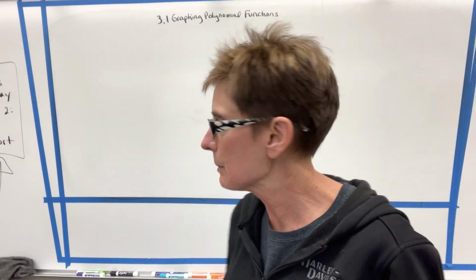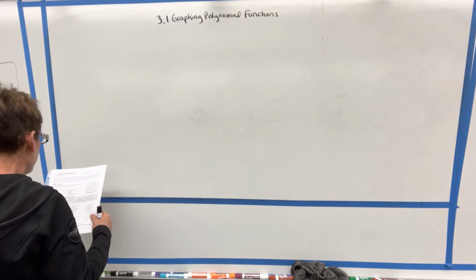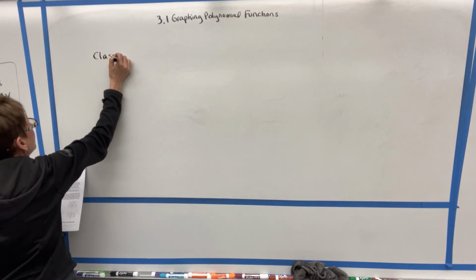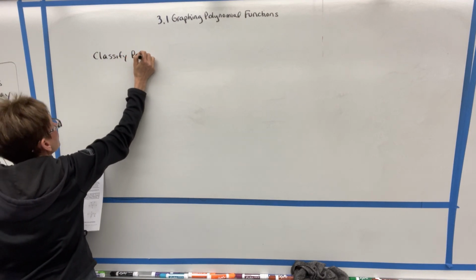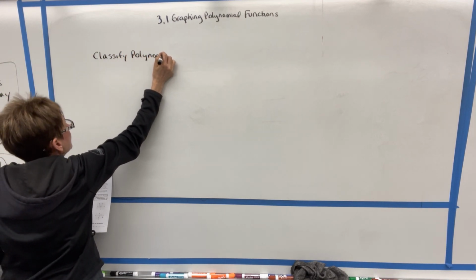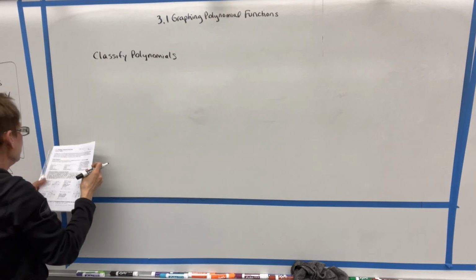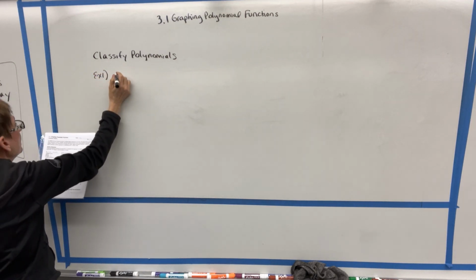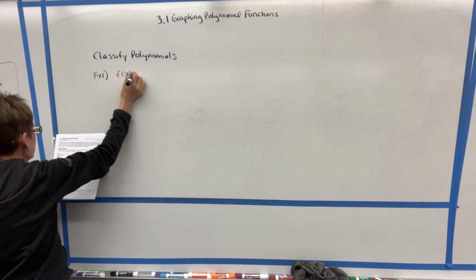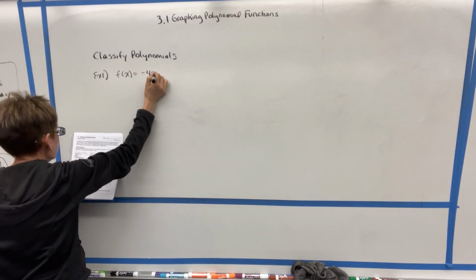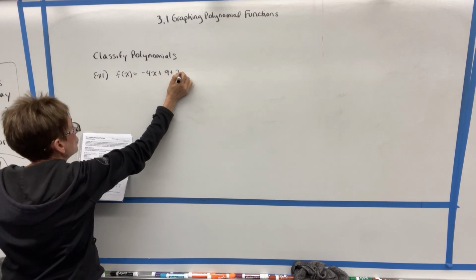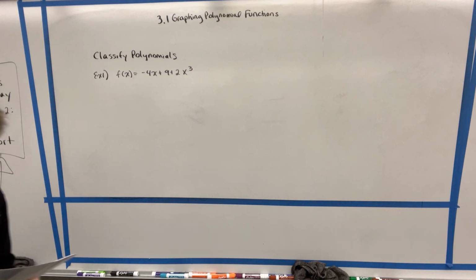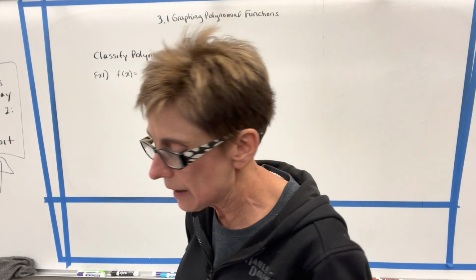So the first thing that we might want to talk about is how to classify polynomials. Let's give an example of a polynomial. For example 1, let's say our polynomial is f of x equals negative 4x plus 9 plus 2x cubed. Okay, so this is called a third degree function.